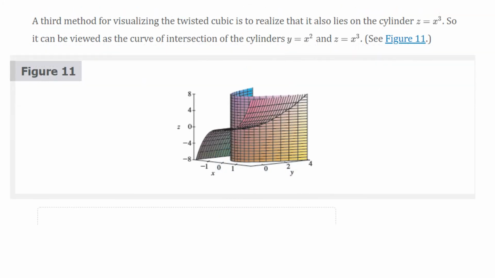A third way of visualizing a twisted cubic or general curves is to realize that it also lies on a different cylinder, z equals x cubed. And so we can look at what happens there, and it can be viewed as the curve of intersection of the cylinders y equals x squared and z equals x cubed. Now z equals x cubed is the one that is twisting, and the curve that you're seeing is the intersection between those.